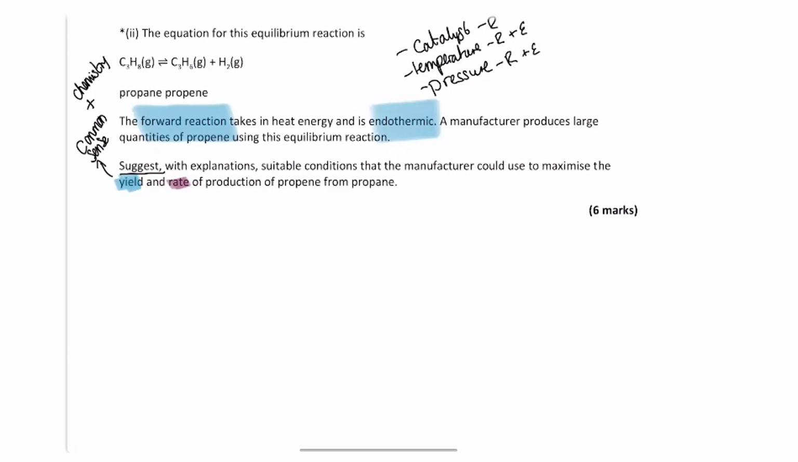So I've done a lot of talking and now I'm going to do a lot of writing, but you can see that I've written down a semi-plan for this question before I dive straight into it. I'm going to have a paragraph about catalyst and how it affects the rate. I'm going to have a paragraph about temperature, how it affects the rate and how it affects the equilibrium. I'm going to have a paragraph about pressure and how it affects the rate and how it affects the equilibrium.